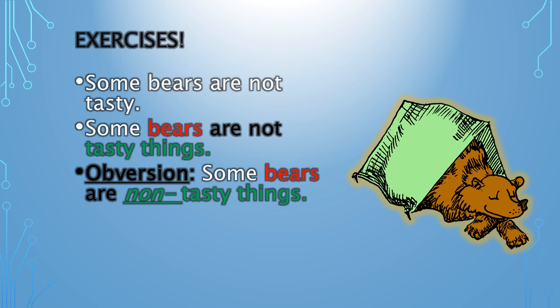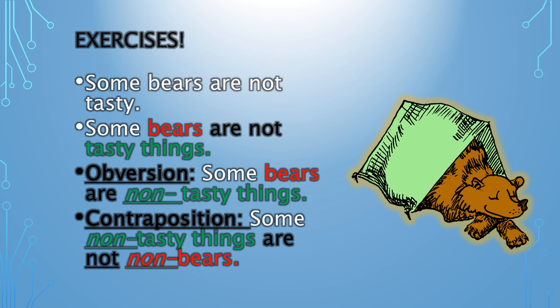This one's going to be a bit more tricky. Contraposition works on O sentences. So we're going to have to take bears and tasty things and swap their positions, and then we're going to have to put nons on each one of them. Can you see how many negatives we're going to wind up with? But it's just a matter of following the rules. Some non-tasty things are not non-bears. If you think about that, that is just a really complicated way of saying some bears are not tasty things.